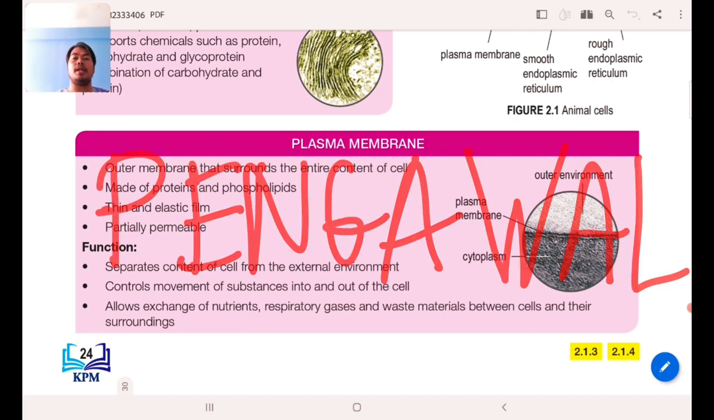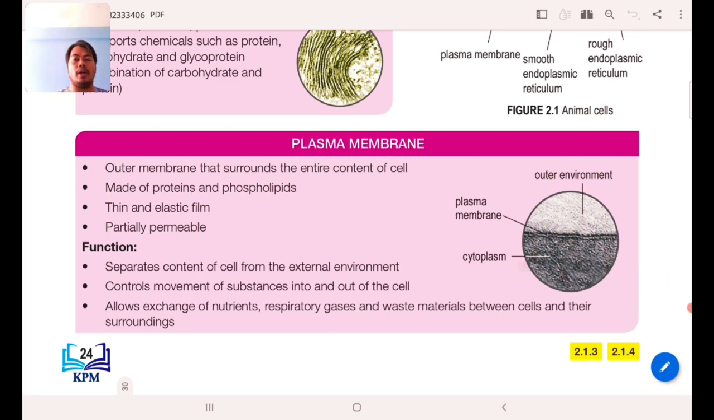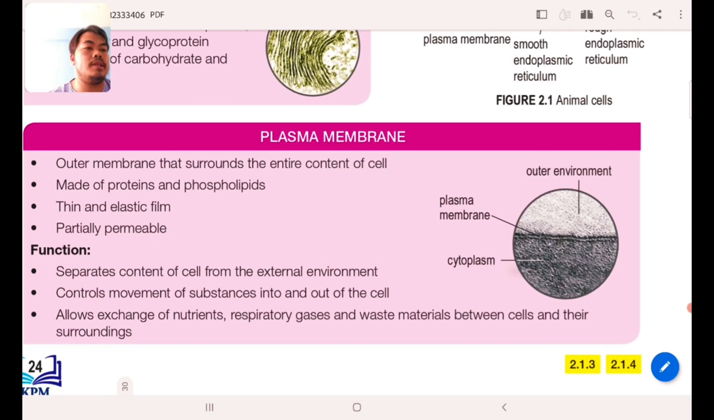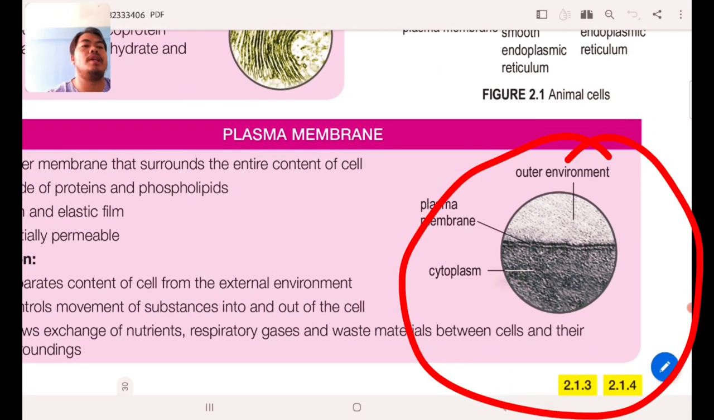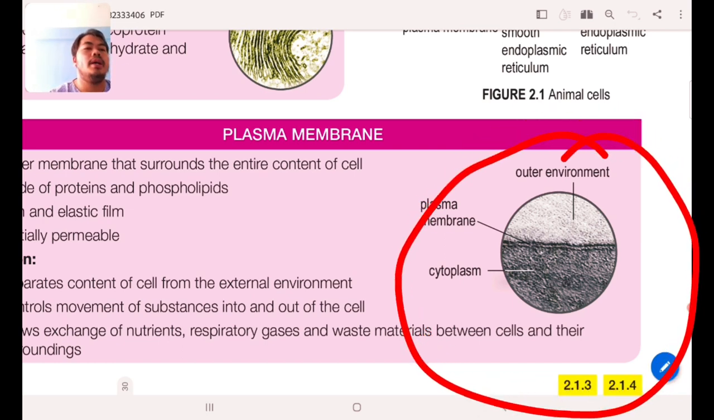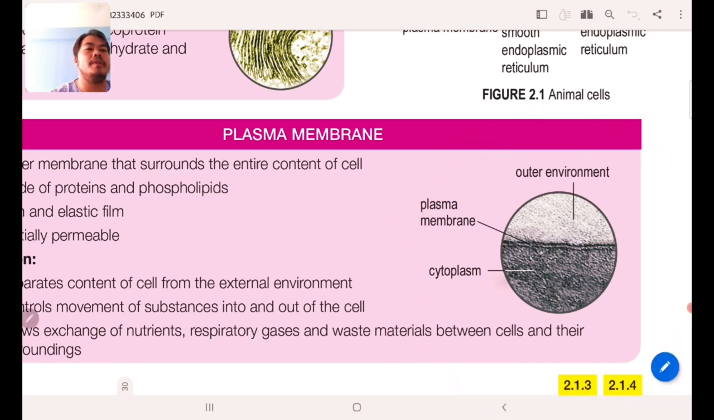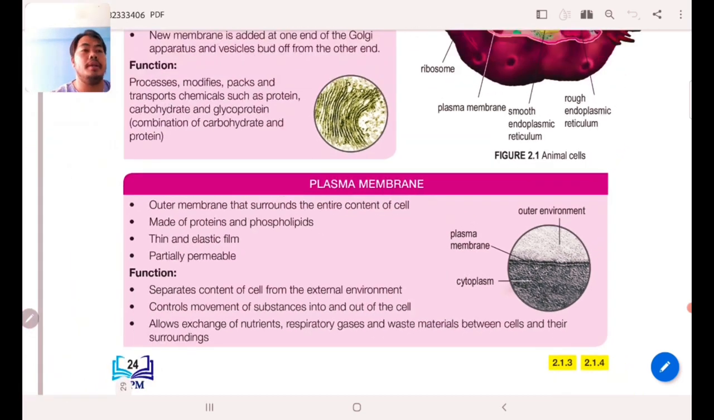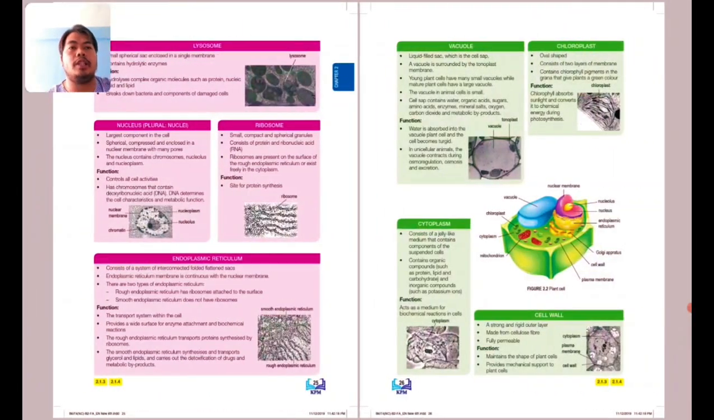kita ada pak cik guard. Apa fungsi pak cik guard? Dia akan membenarkan individu-individu boleh masuk atau keluar ataupun barang boleh masuk atau keluar bergantung dengan pak cik guard. So, this is how we remember the plasma membrane. It will select things that can go in and out of the cell. So, this is the structure of the plasma membrane. Inside, you can find cytoplasm and the outer membrane of the cell. Alright, let's take a look at the next page.